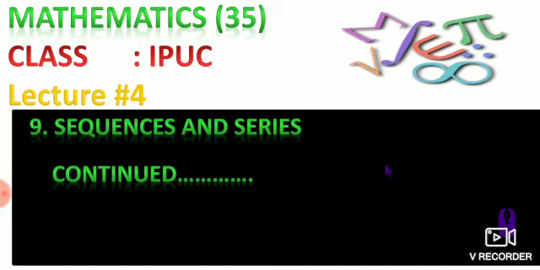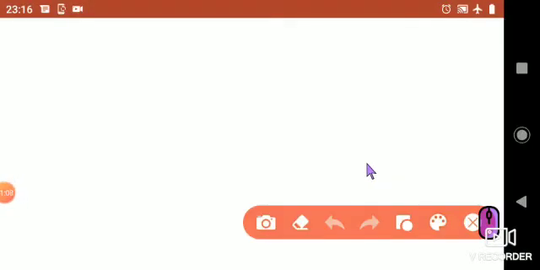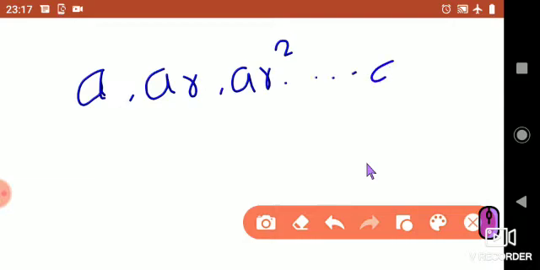In the last class, we have seen the general terms of a GP are A, AR, AR square, and so on, A into R to the power n minus 1, where A is called the first term of the geometric progression, that is, it is A. Second term is AR, third term is AR square, and so on, AR to the power n minus 1.